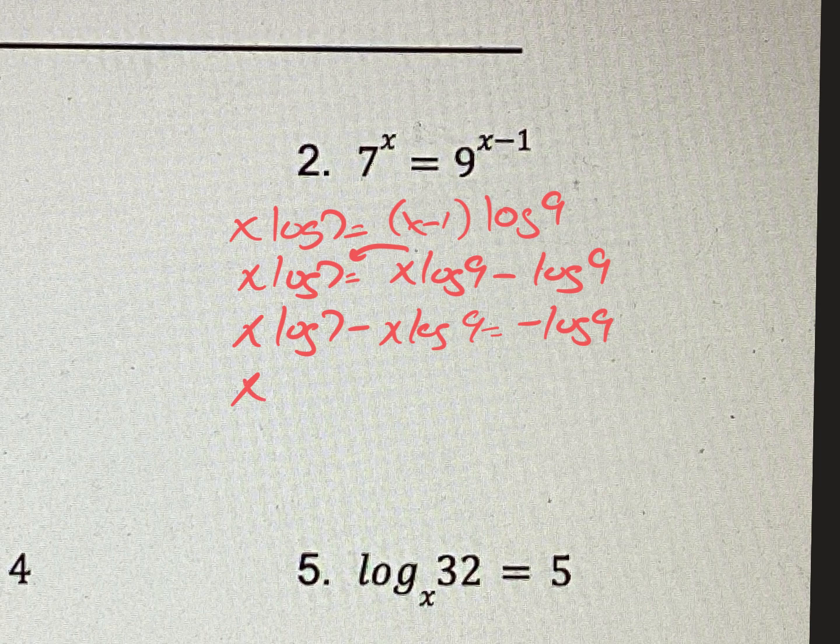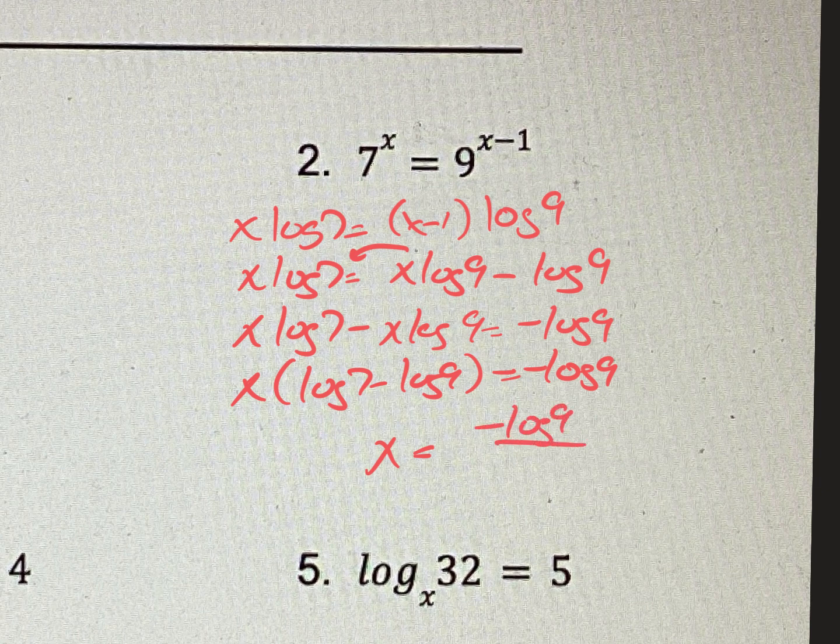Factor out the x. When you factor out the x, it leaves you log 7 minus log 9 equals negative log 9. Now, log 7 minus log 9, you can also write as log 7/9, because remember, subtraction means division, so I'm going to actually punch in my calculator like that. I'm going to go negative log 9 divided by log of 7/9. Enter, and I'm getting like 8.7429.